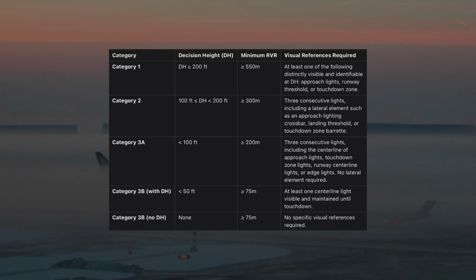Category 3A involves a precision ILS approach with a decision height below 100 feet, but no less than 50 feet, and a minimum RVR of 200 meters. Category 3B is a precision ILS approach where the decision height is either below 50 feet or not applicable, with a minimum RVR of 75 meters.